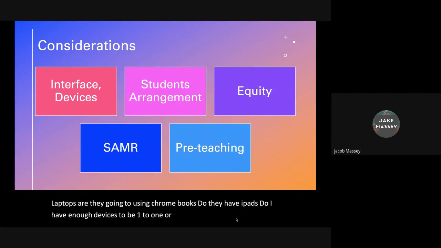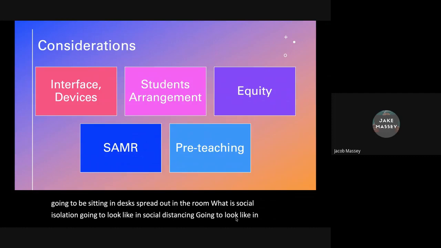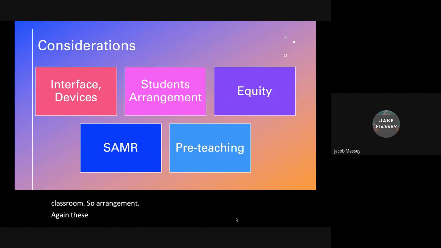Student arrangement. Where are my students going to be? Are they going to be in my classroom? Are they going to be at home? Is there going to be some of both? Are my students going to be sitting at tables spread out in the room? Are they going to be sitting in desks spread out in the room? What is social isolation and social distancing going to look like in the classroom? Again, these are just things to consider, not saying that I have the answers for them.